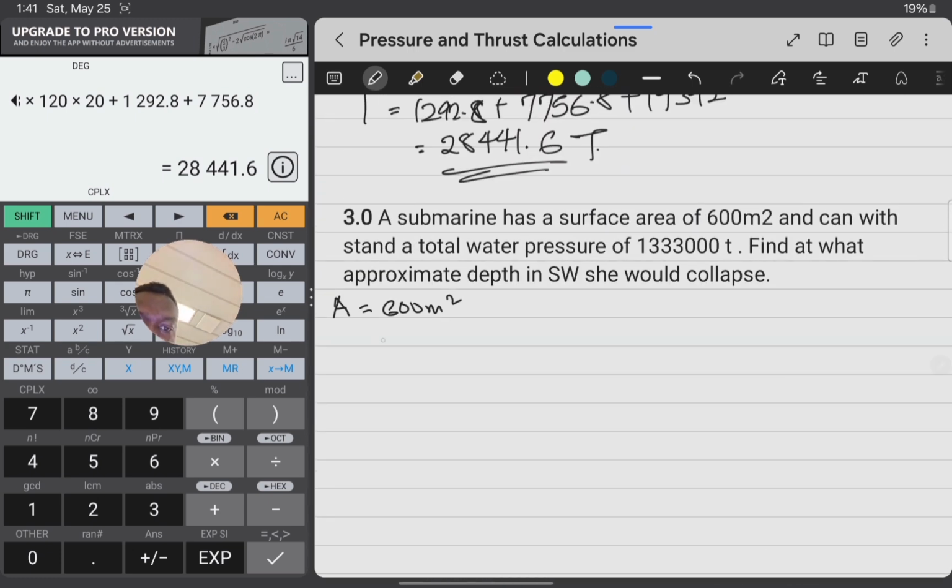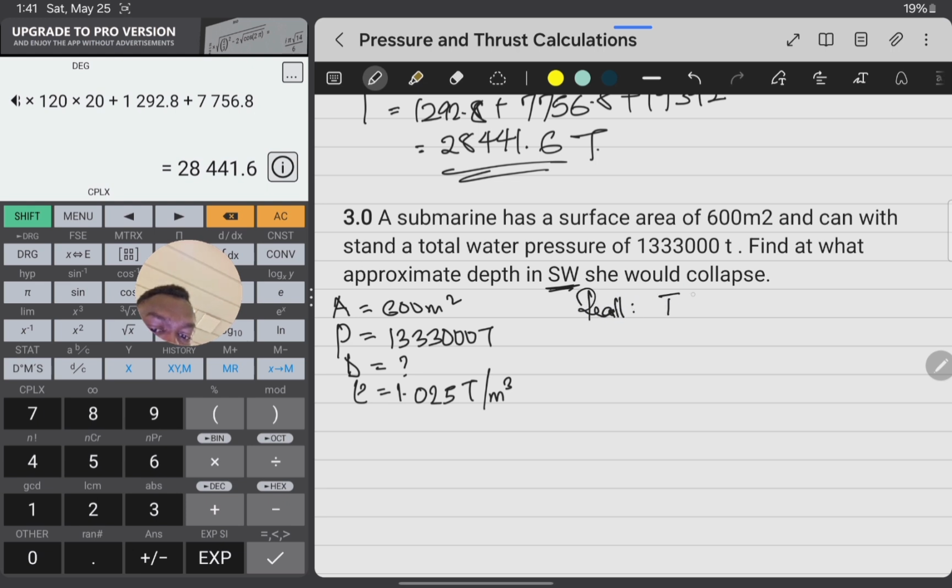And can withstand a total pressure of 1333000 tons. Find at what depth in seawater it would collapse. The seawater tells us that the density is 1.25 tons per meter cubed. So we can say that, you recall, thrust is water pressure times area: thrust is P times A, and T is equal to rho g D times A.